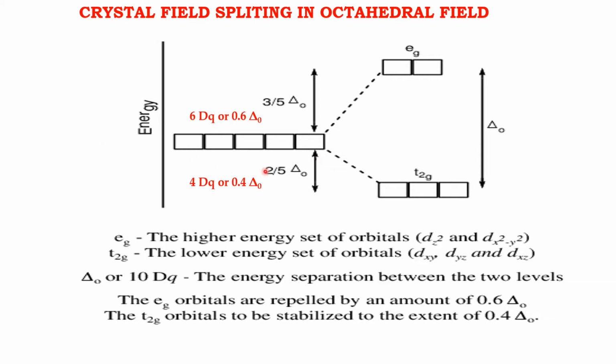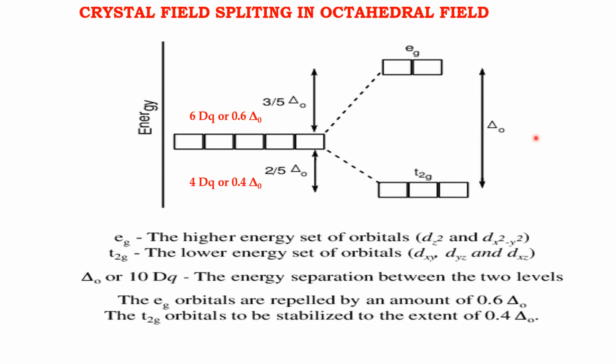The d orbitals, which are degenerate, undergo splitting into two: the T2g orbitals and the Eg orbitals. The energy gap between the T2g and Eg orbitals is delta O, or the 10 Dq value, that is the crystal field splitting energy. Each T2g orbital is stabilized by an energy of 4 Dq, while each Eg orbital is destabilized by an energy of 6 Dq, and this energy separation is delta O, or 10 Dq.